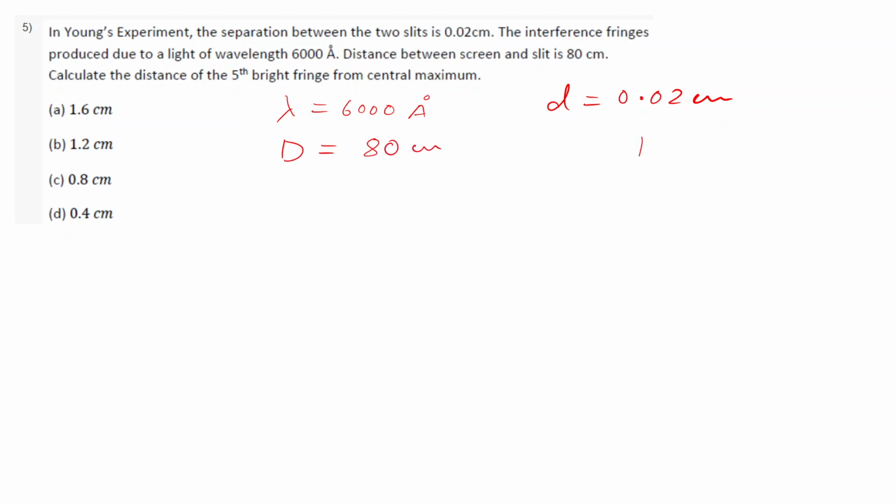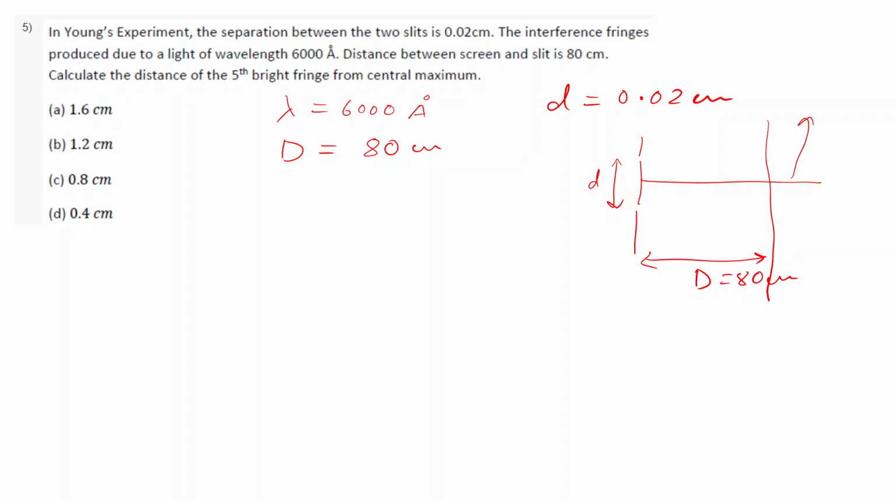Again, here also you can always make a diagram, as I used to say for earlier questions. That is always good. When we draw a diagram like this, things become very clear. The distance between slits is small d, the capital D is 80 centimeter, and the wavelength that we are using is 6000 angstrom. Calculate the distance of the fifth bright fringe from the central maximum.